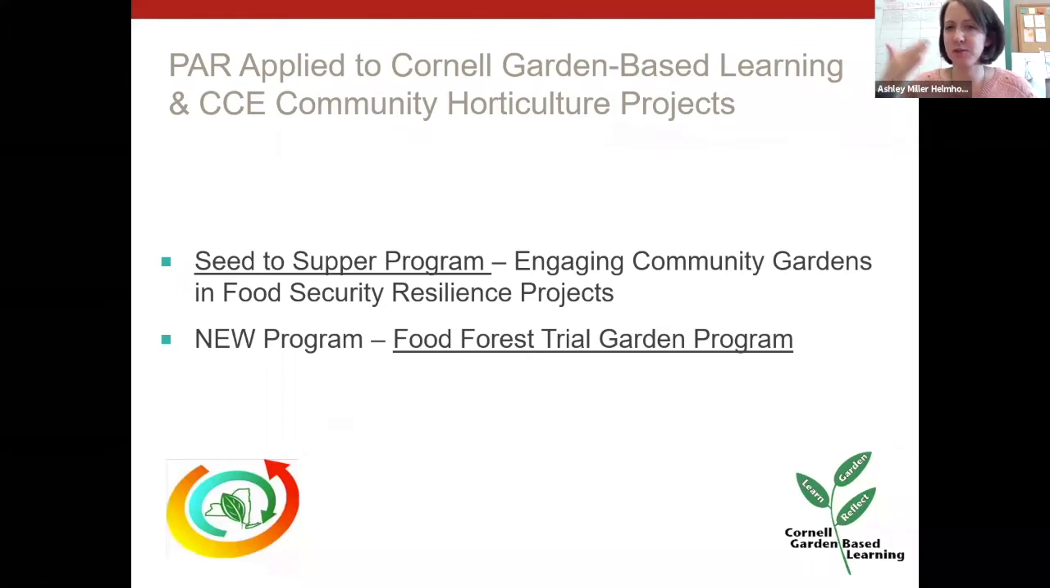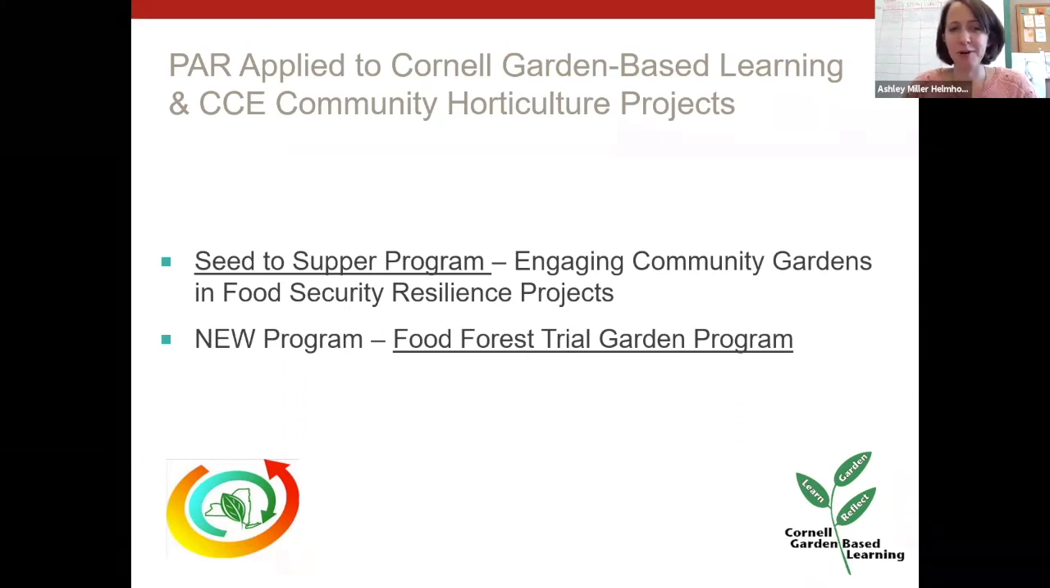I'm going to transition into the third part, which is just how does this apply to community horticulture projects, specifically in the context of Cornell Garden-Based Learning, working with our Cornell Cooperative Extension offices. So I'm just going to focus briefly on two programs. One has already been developed and has a really great track record, called Seed to Supper, which is essentially our curriculum, a beginner's guide to low-cost vegetable gardening, but it's really about partnership and community building.